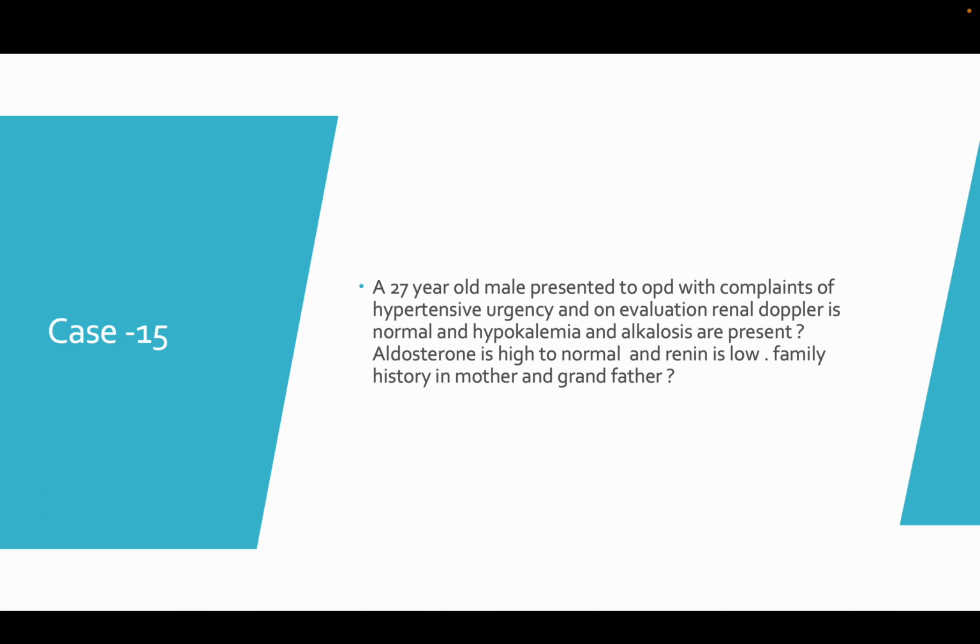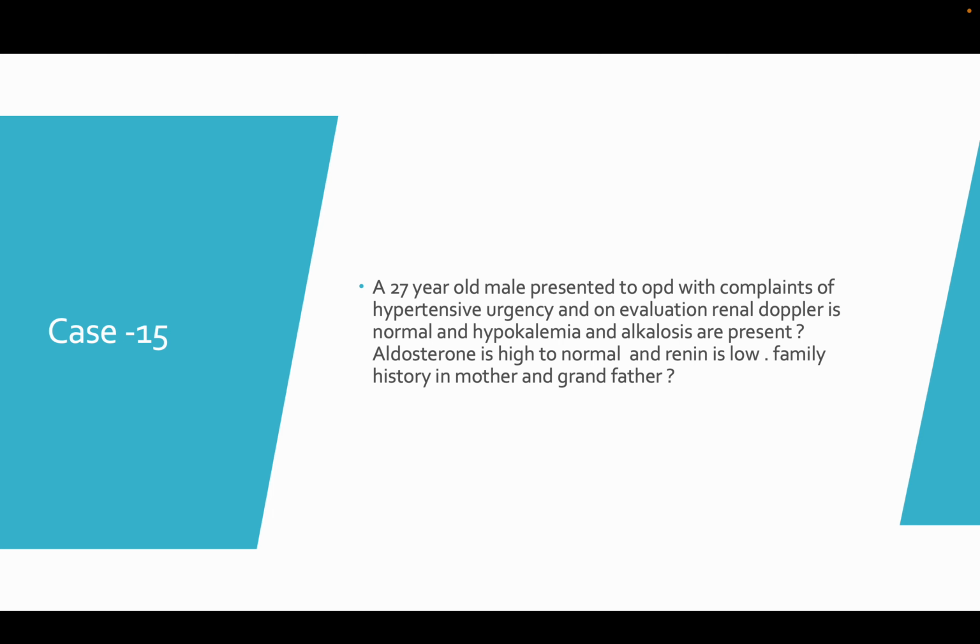The same case: a 27-year-old male presents with hypertensive urgency, and on evaluation the renal artery Doppler is normal, hypokalemia and alkalosis are present. Aldosterone is high to normal and renin is low. In this case, aldosterone is high to normal. In the previous case, aldosterone is low. Family history is present in mother and grandfather, so there is an autosomal dominant history. This is a case of glucocorticoid remediable hypertension. Glucocorticoid remediable hyperaldosteronism is also a possibility.